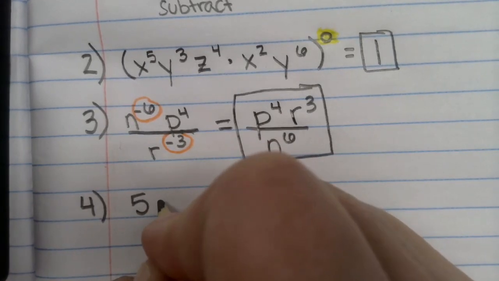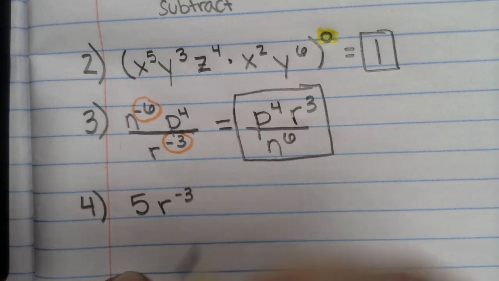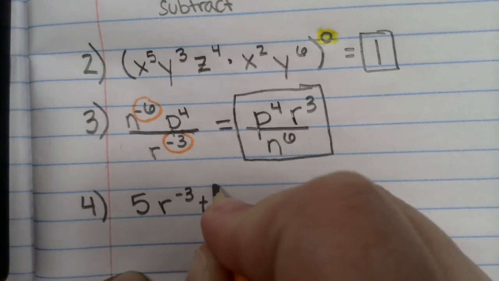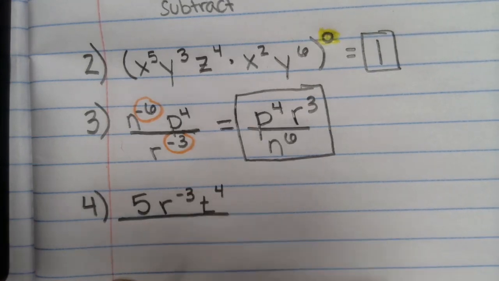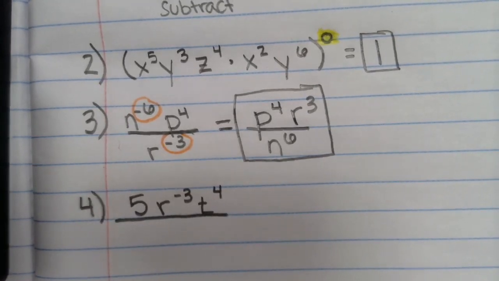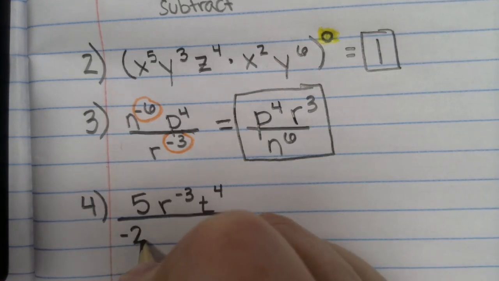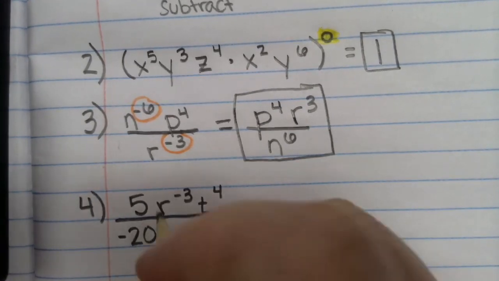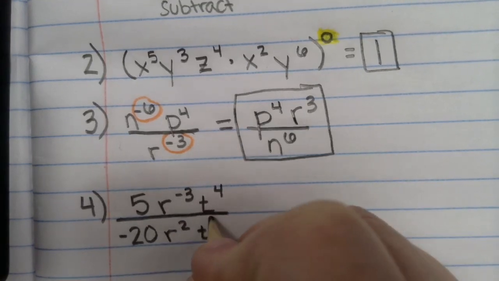R to the negative 3rd power, t to the 4th power, over negative 20, r to the 2nd power, t to the 7th power.